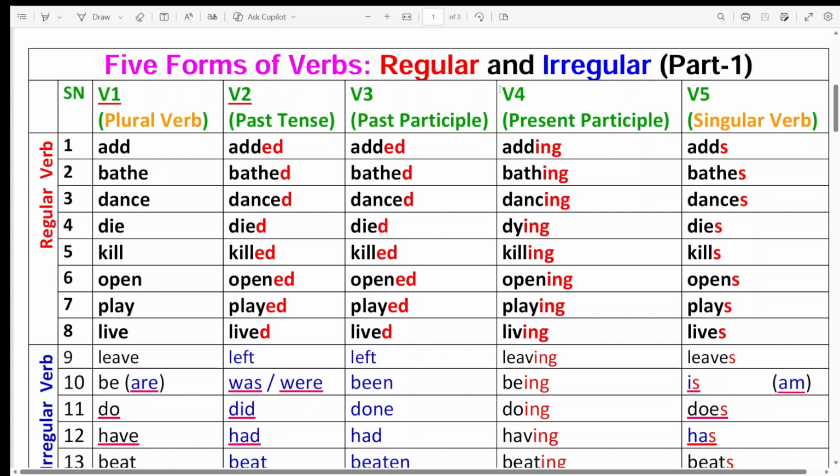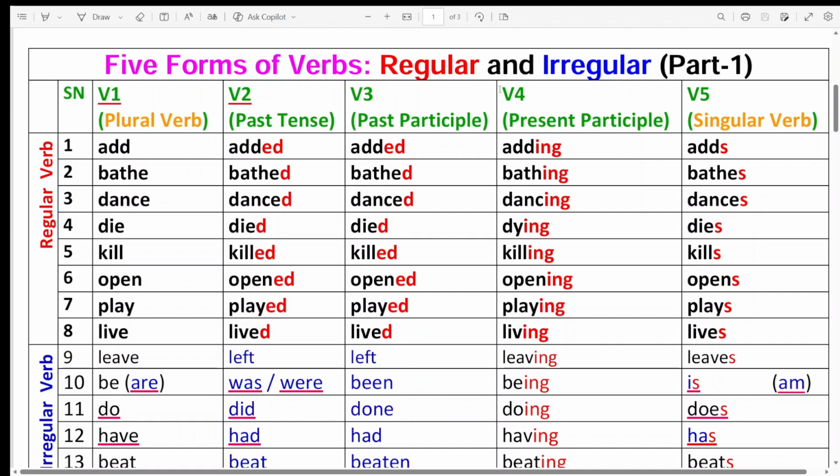Here, one number. Add, added, added, adding, adds. Two number. Bathe, bathed, bathed, bathing, bathes. Three number. Dance, danced, danced, dancing, dances. Four number. Die, died, died, dying, dies. Five. Kill, killed, killed, killing, kills. Six. Open, opened, opened, opening, opens. Seven. Play, played, played, playing, plays. Eight. Live, lived, lived, living, lives.